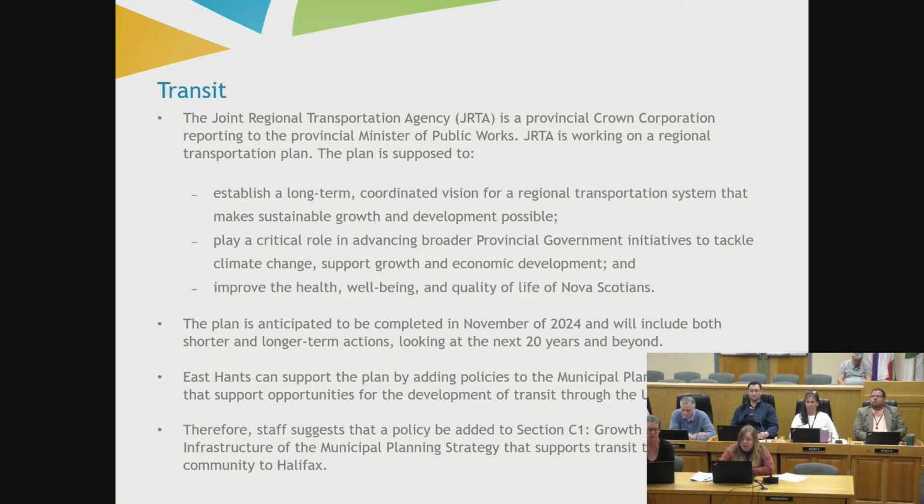The Joint Regional Transportation Agency, JRTA, is a provincial crown corporation reporting to the Provincial Minister of Public Works. JRTA is working on a regional transportation plan. The plan is supposed to establish a long-term coordinated vision for a regional transportation system that makes sustainable growth and development possible, play a critical role in advancing broader provincial government initiatives to tackle climate change, support growth and economic development, and improve health, well-being, and quality of life in Nova Scotians. The plan is anticipated to be completed in November of 2024 and will include both shorter and long-term actions looking at the next 20 years and beyond.